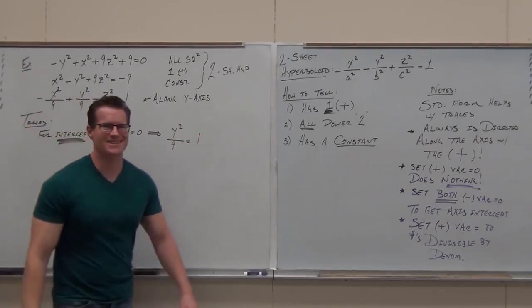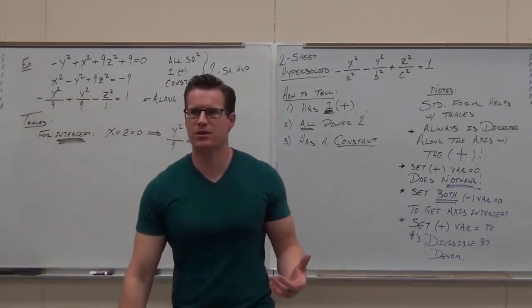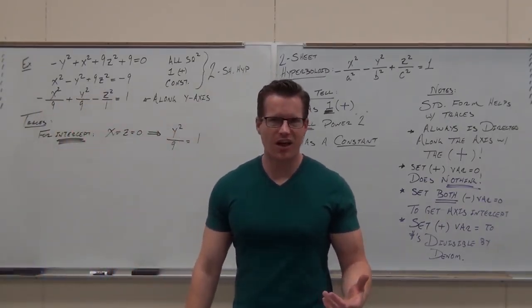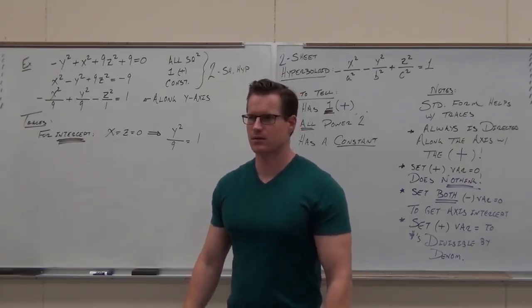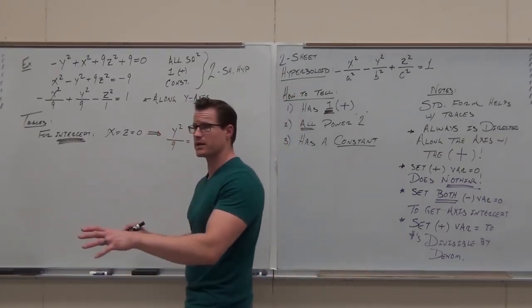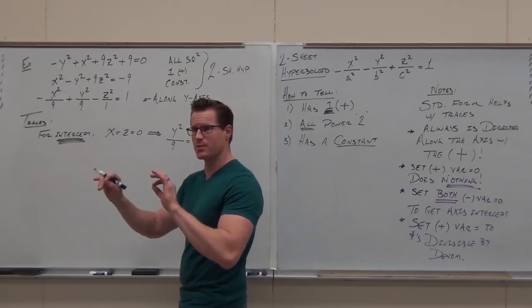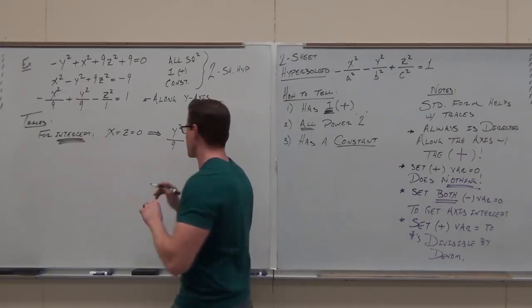Hey, if you set x and z equal to 0, you get y squared over 9 equals 1. Super hard? Not really. What's y going to be? Plus or minus. That's it. Just don't forget the plus or minus, because we have 2 sheets, 2 sheet hyperboloids that go in opposite directions.